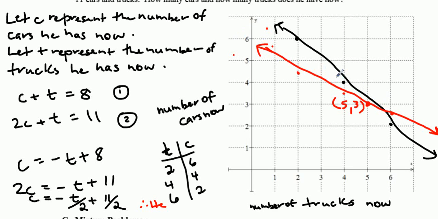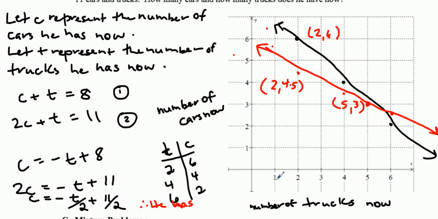I would put arrows here. I would also label one more point on each line. So this is 2, 6, and 2 and 4.5. Remember, decimals are okay with a word problem. And I know that doesn't look like the point of intersection, but this is the point of intersection if I had properly graphed this.